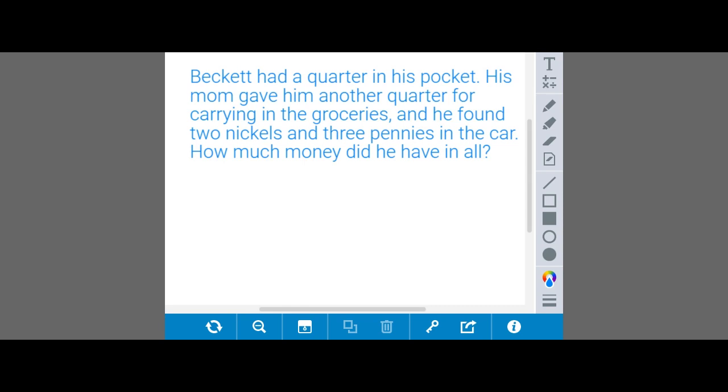So, I'm going to model today how to work out this money story problem using the Bridges whiteboard app. The first thing I'm going to do is select a pen color because I want to record and draw what I already know. It says that Beckett had a quarter in his pocket, so I'm going to put a box around a quarter. I remember from math class that a quarter is 25 cents. So I'm going to record that Beckett already had this quarter, the 25 cents in his pocket. That's how much Beckett already had.